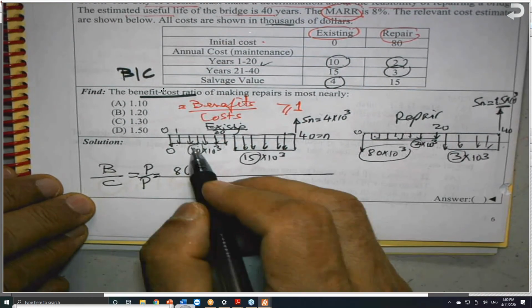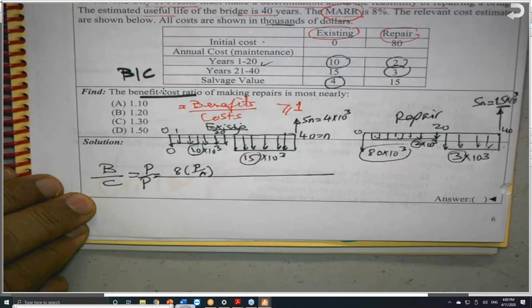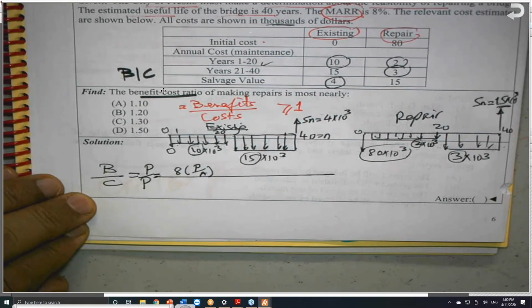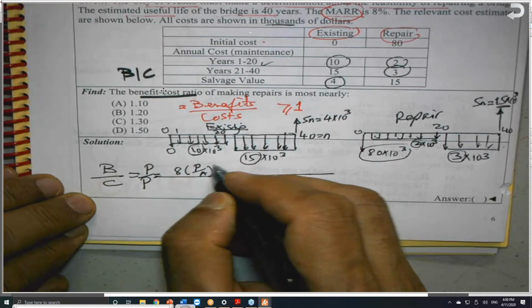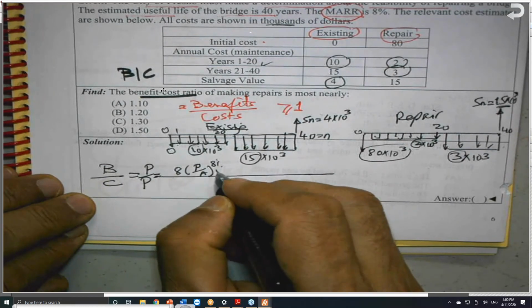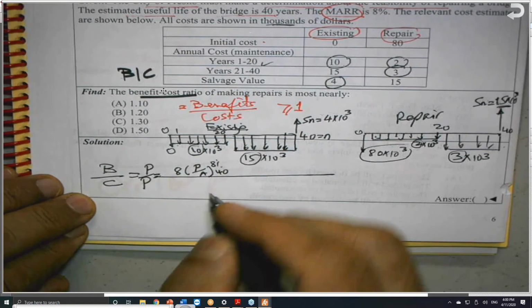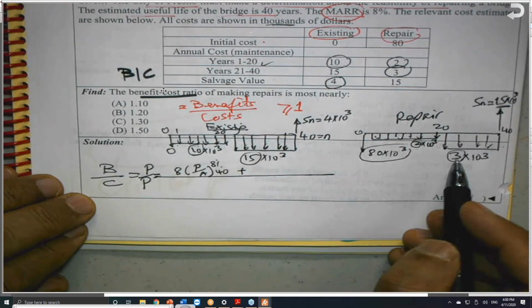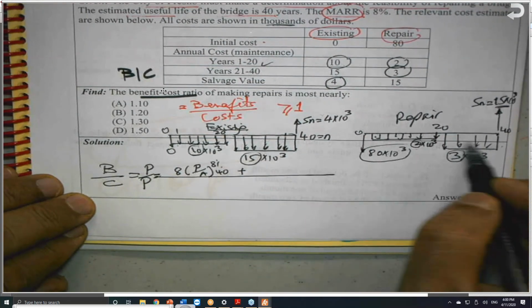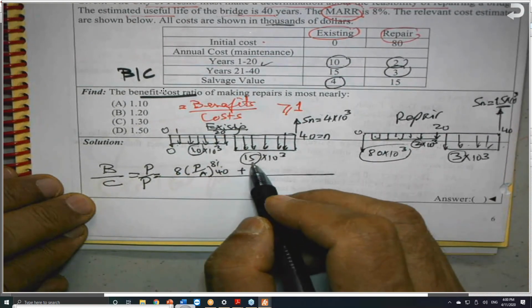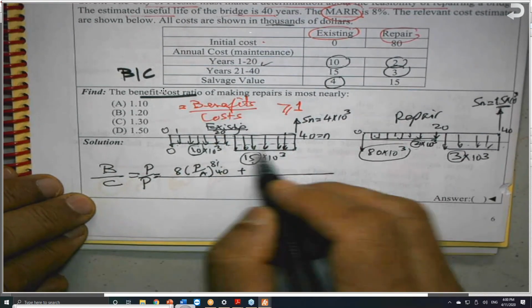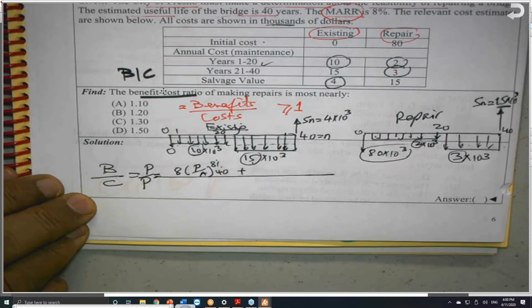I can take the 8,000 all the way, by the way, up to 40 years. So it is 8% and 40 years. Plus, I have here 15 and I have 3. So there is a 12 here. But I took 8 all the way. So right now with 3 and 15, the difference is 12. But I took 8 of them. So I still have only 4 left here. Okay. So I have 4,000.